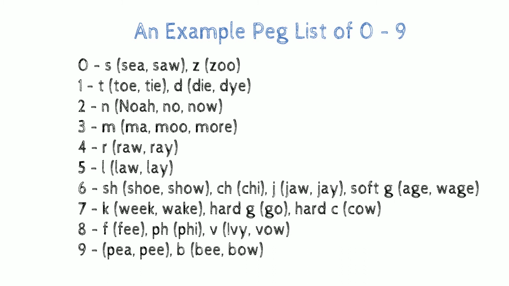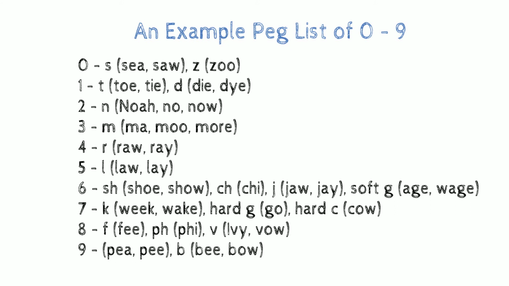So we have, for number 0, S and Z. For S, we have these 2 words like see or so. For Z, think of a zoo. For number 1, for T, you can use a toe or a tie for your words. And for D, you can use either die or dye.